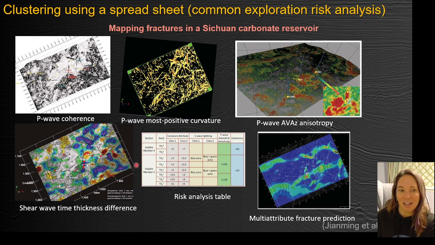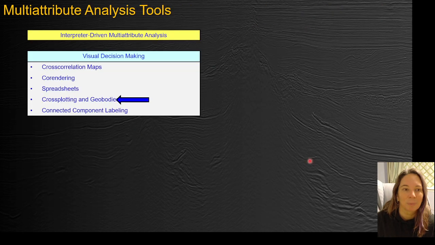The result is that where you have multiple attributes, shown down here on the bottom right-hand side, you can highlight the areas where all of those attributes are giving you a high probability of fractures. It's the yellow and the red areas down here. So you're taking the information from the spreadsheet where all the attributes tell you there's a high probability of fractures, and then mapping that onto your seismic. This is the multi-attribute fracture prediction that you can use with the aid of a spreadsheet. Okay, next is cross-plotting and geobodies.